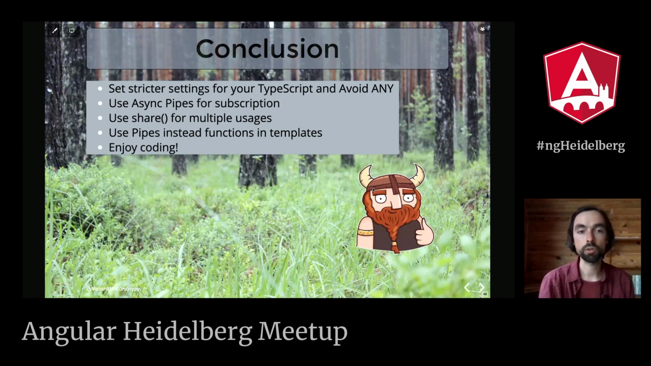I really encourage you to use async pipes and use share in case you want to divide the usage of your observable to several places. And every time you want to do some modification or have some calls outside of your template, create a standard pipe for it. Don't call a function. Create a pipe, even if the code inside might be somewhat complicated. And the final and the most important thing, enjoy what you're doing. Enjoy the coding and enjoy having good code and a good working application.